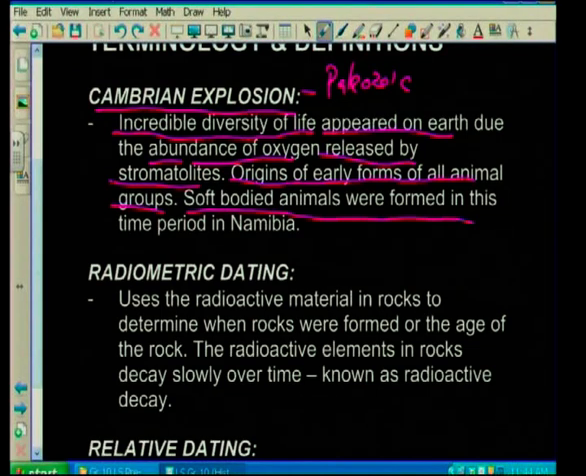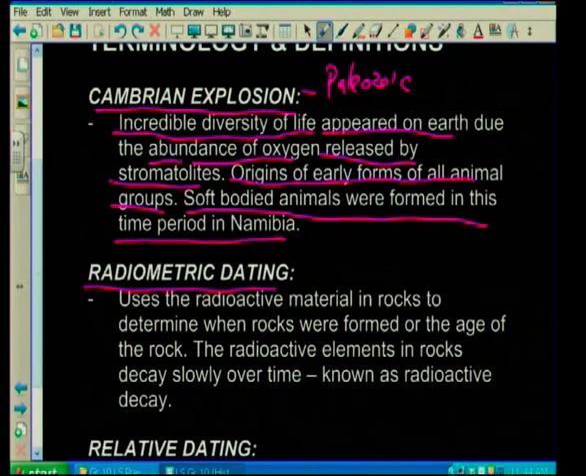Soft-bodied animals were formed in this time period in Namibia. So we also have soft-bodied animals such as earthworms and snails that were formed in the Cambrian explosion. Some of the fossil remains of the soft-bodied animals were found in Namibia. Namibia is part of Africa, where we can see the very first fossils of the soft-bodied animals.